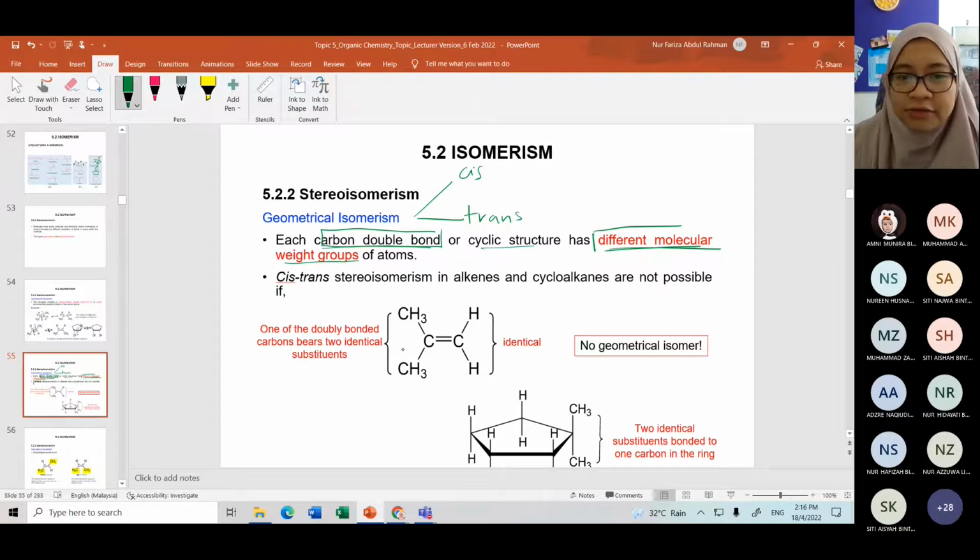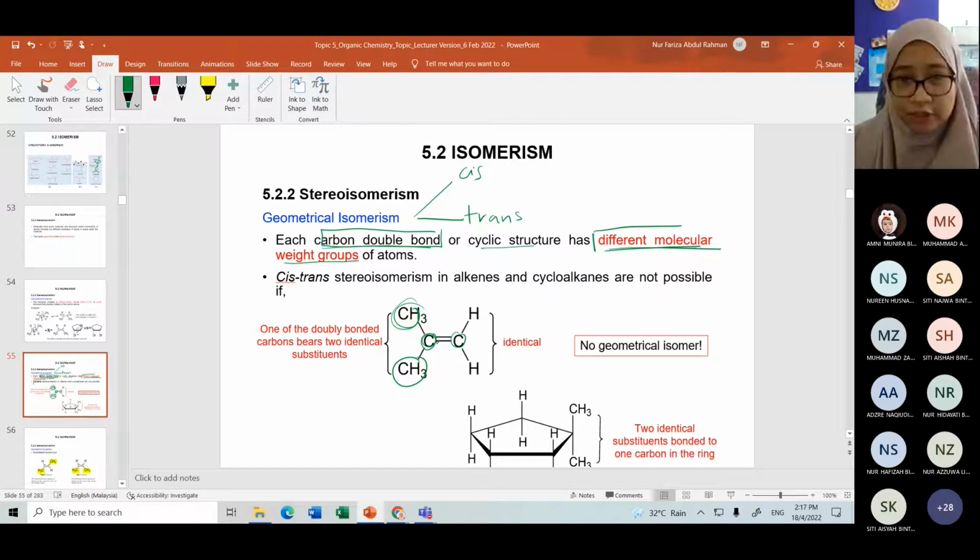Okay, like for example, this one, we have C double bond C. The first rule is obeyed, tick. Second rule, however, we have to check for each carbon. So this carbon does not obey the second rule because it is attached to two same group of atoms. So it cannot be this way. If it is the same group, that means it will have same molecular weight. So this is not allowed for geometrical isomerism.